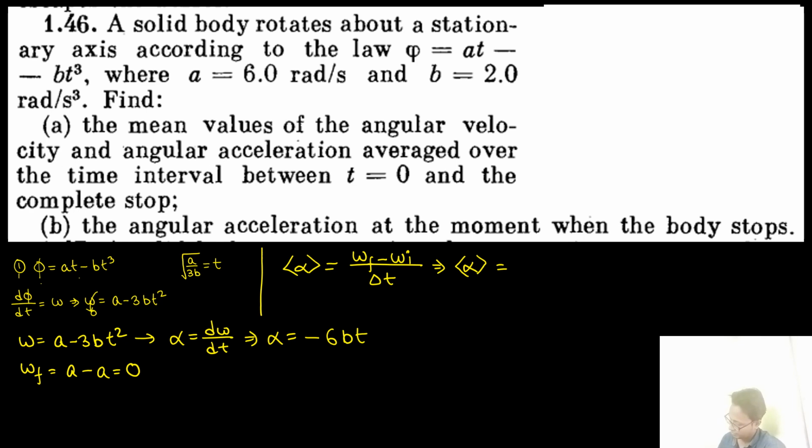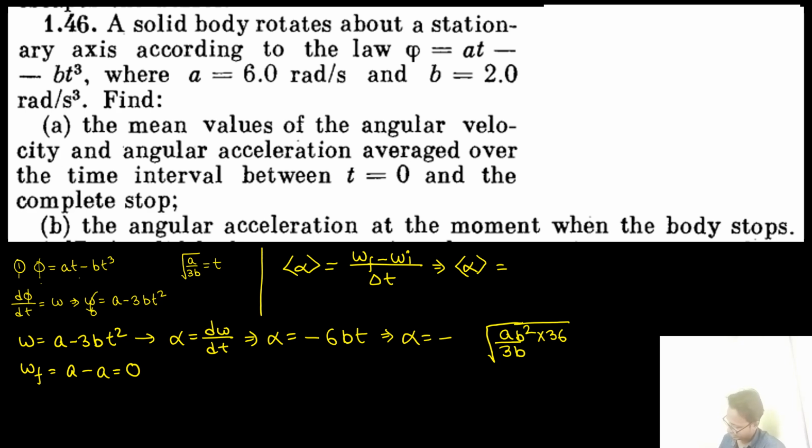And what is the time? Time is nothing but, alpha is equal to minus 6b into under root of a by 3b. Can I send this b inside? I'm sending this b inside the square root. So what would it be? It would be b square. And I'm also sending this 6 inside the under root. What would it be? It would be 6 square, that means 36.